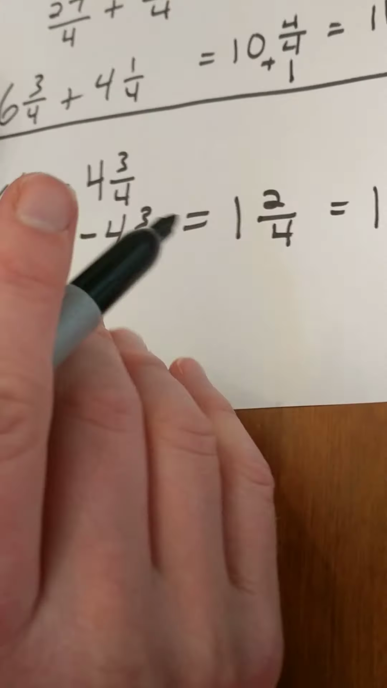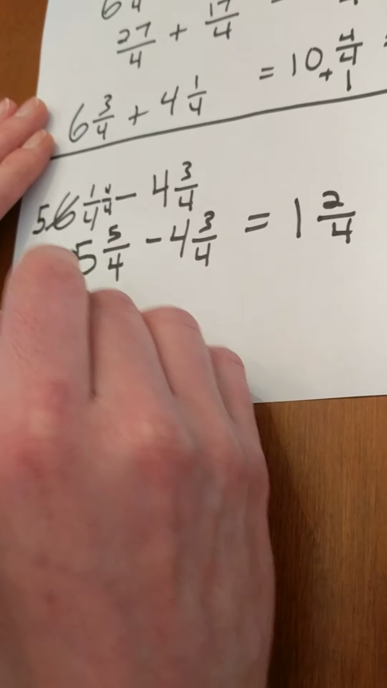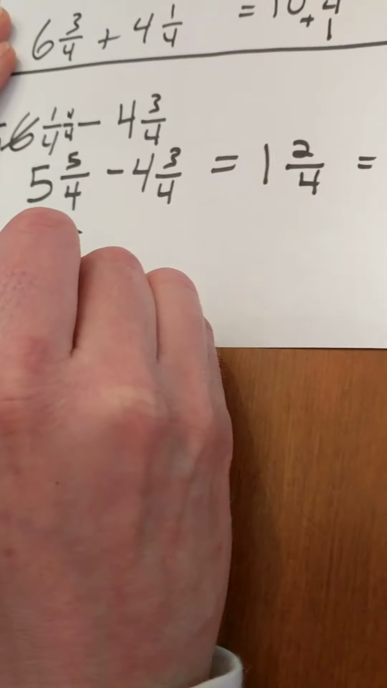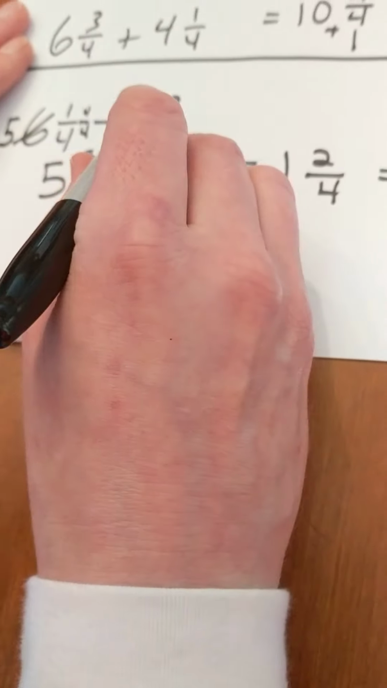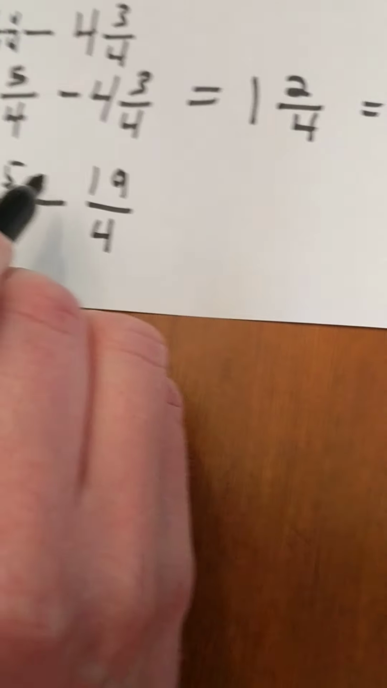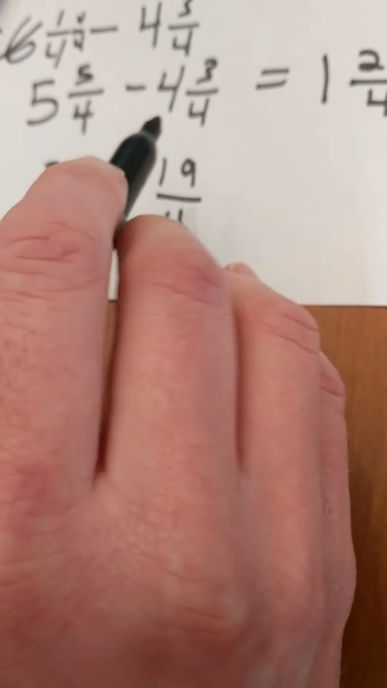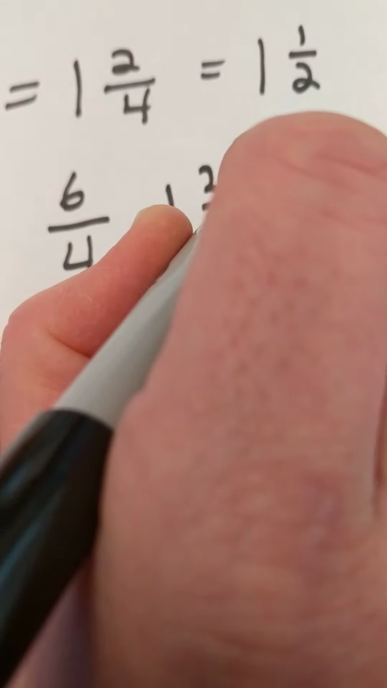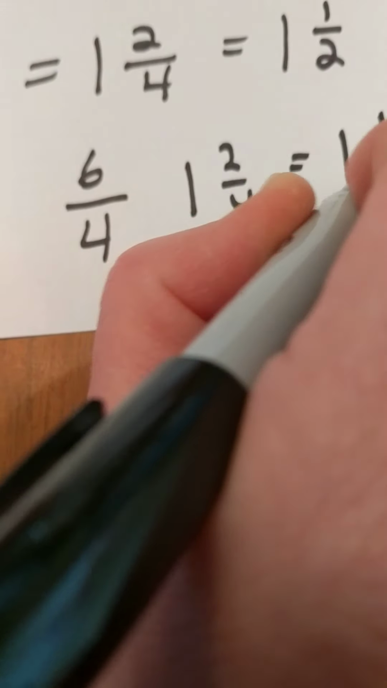And if you were to do these as improper fractions, same thing. 4 times 6 is 24, plus 1 is 25 over 4. 4 times 4 is 16, plus 3 is 19 over 4. You would just subtract 25 minus 19, which is 6 over 4. And when you turn that back into a mixed number, you get 1 2/4, or 1 1/2.